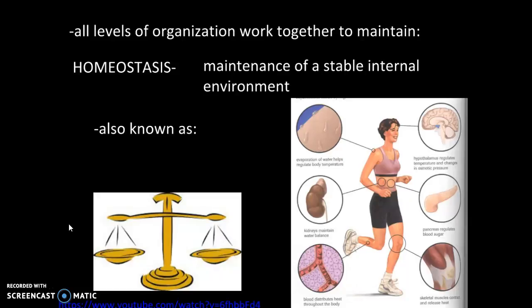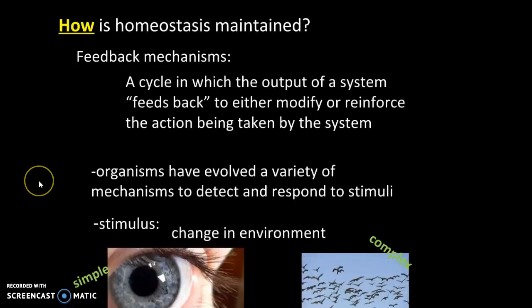We've also learned a few key terms in the past. Can you think of those key terms as some synonyms for homeostasis? Those would be dynamic equilibrium, and the one I did not include here would be steady state. So I gave you some examples on the right of the human body maintaining homeostasis. Remember, it's just the maintenance of a stable internal environment. How it is maintained is a little bit different. This is a new vocabulary term. These are called feedback mechanisms.